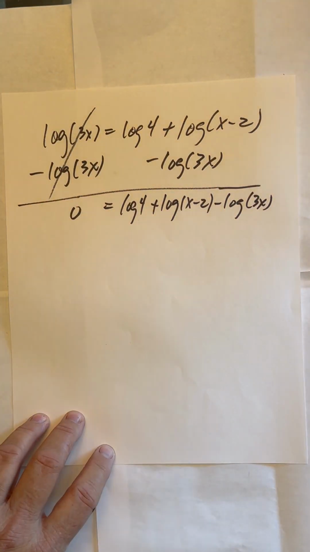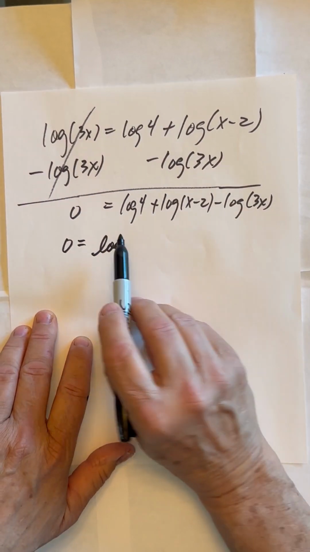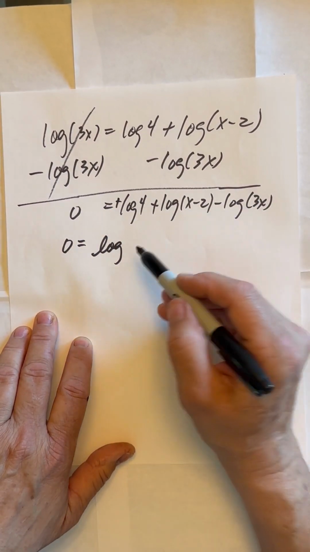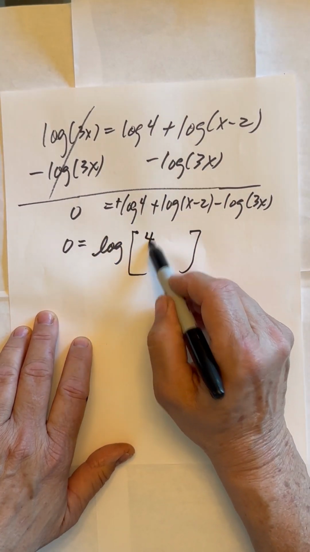It's a lot faster. All right, so here we have then log, understood. Plus sign here, so we have 4 goes in the numerator.